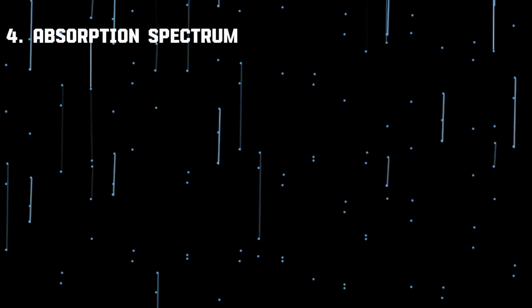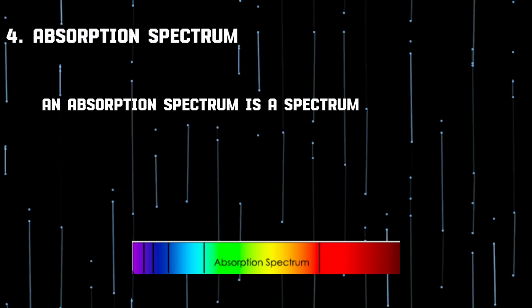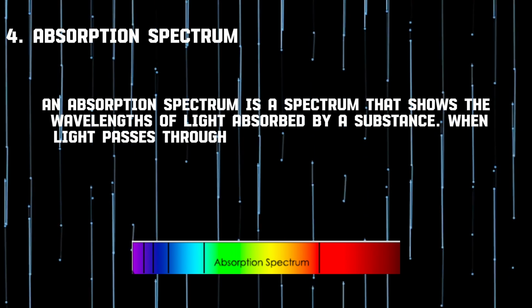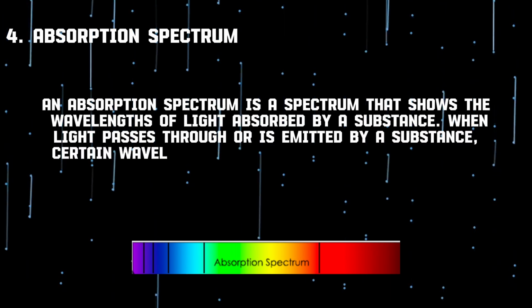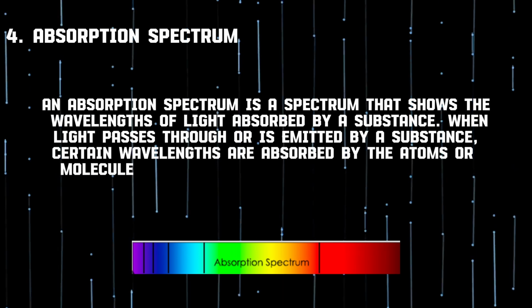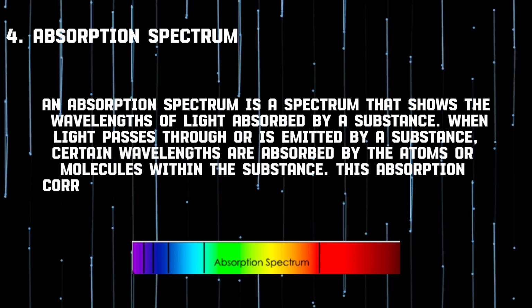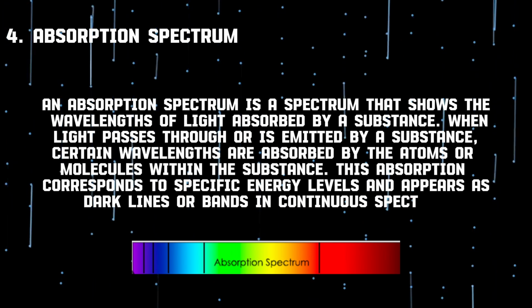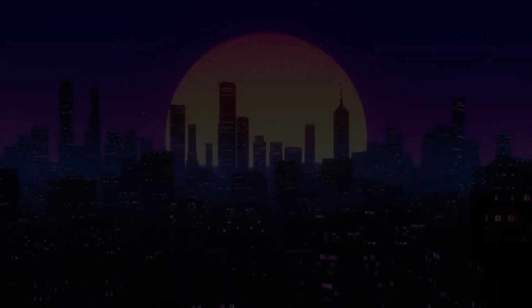Fourth, absorption spectrum. An absorption spectrum is a spectrum that shows the wavelengths of light absorbed by a substance. When light passes through or is emitted by a substance, certain wavelengths are absorbed by the atoms or molecules within the substance. This absorption corresponds to specific energy levels and appears as dark lines or bands in a continuous spectrum.